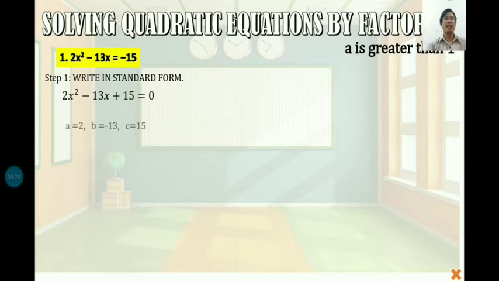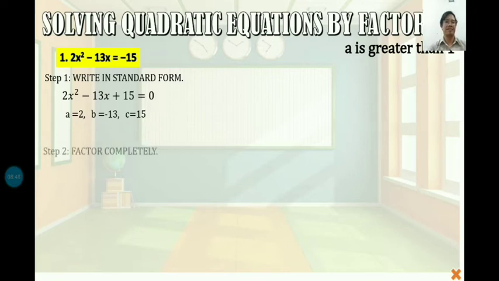So a is 2, which is the numerical coefficient of x squared, and b is negative 13, which is the numerical coefficient of x, and c is 15. Now, let us proceed to step 2. Okay? So we already know the values for a, b, and c after changing the equation into standard form.